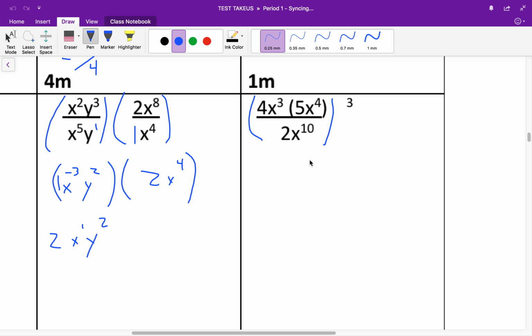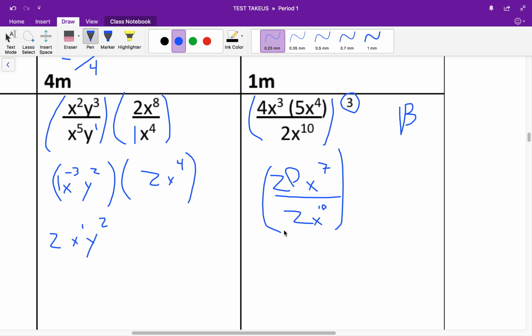Now, last one here. We're going to do all the math inside first before we take care of this. We're going to do our brackets first. BEDMAS, B for brackets. So multiplication, so we're going to multiply 4 times 5, which will equal 20. And then x to the 3 times x to the 4 is going to be x to the 7. Then we still have the 2x to the 10 over here.